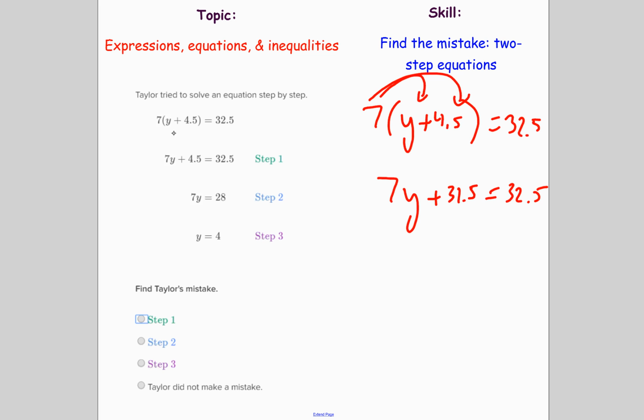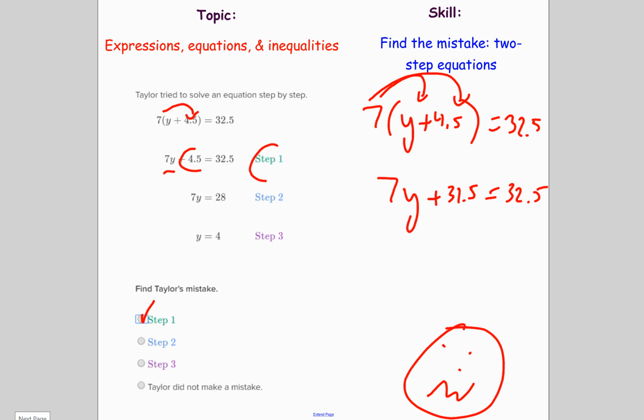It looks like they did 7 times y is 7y, and for 7 times 4.5, it looks like they forgot to distribute. Oops, sorry about that. Because it looks like they forgot to distribute 7 times 4.5, but they did distribute it here, our mistake is right here. So it's in step 1, so step 1 is Taylor's mistake. Sorry, the pen got a little messed up. So, here, little jack-o'-lantern or something.